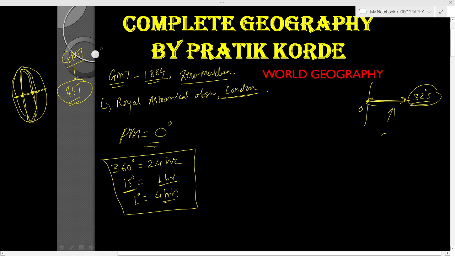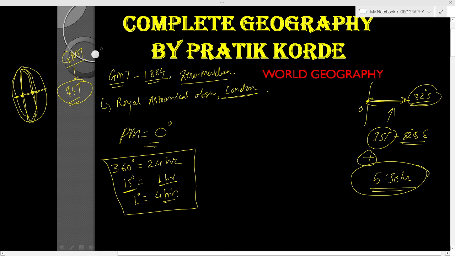So for Indian Standard Time, which we have chosen as 82.5 degree east, if you go to the east, you will add. So east gains and adds, and west loses and subtracts. So we find that Indian time is 5 hours and 30 minutes ahead of Greenwich Mean Time.